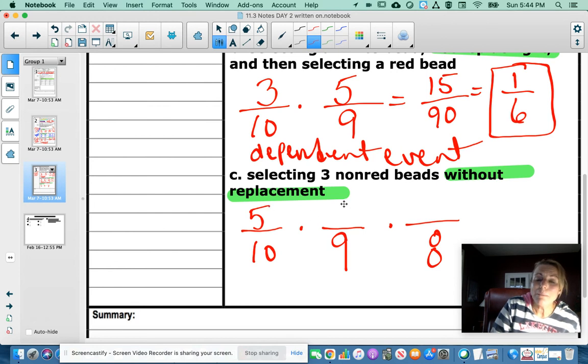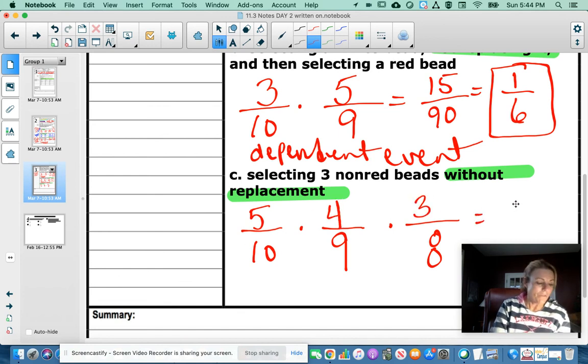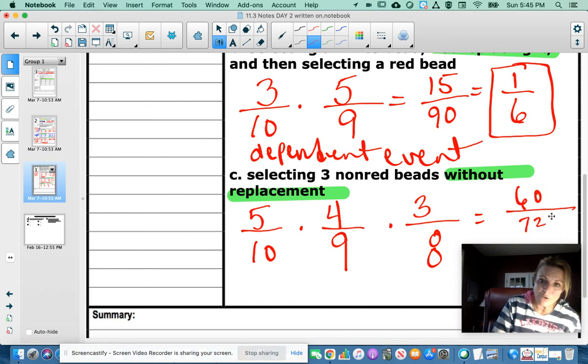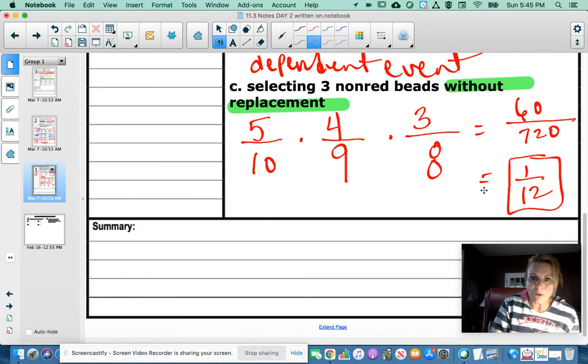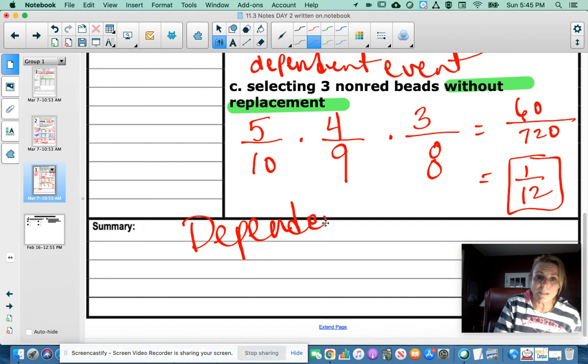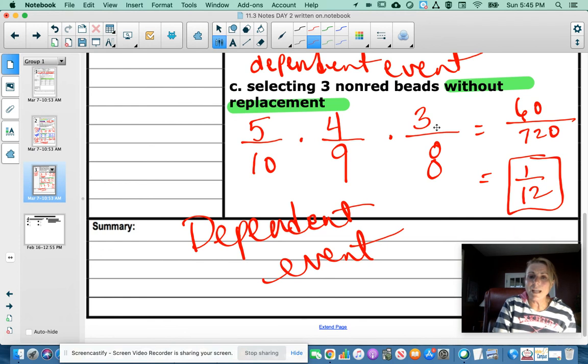Well, that means, okay, I took out 1 that's not red, then I only have 4 to choose from, then I only have 3 to choose from. 5 times 4 times 3 is 60. 10 times 9 times 8 is 720. If I reduce that fraction, I get 1 over 12, and that is my probability. This is a dependent event. The 3/8, the 4/9, they're all dependent on the probability before it.